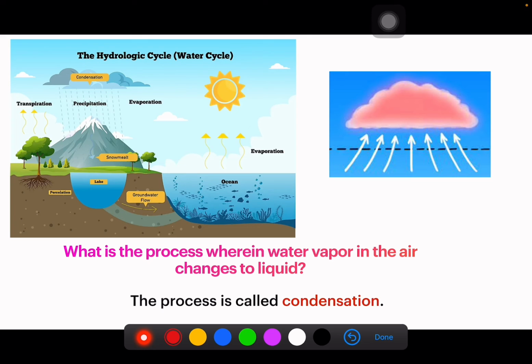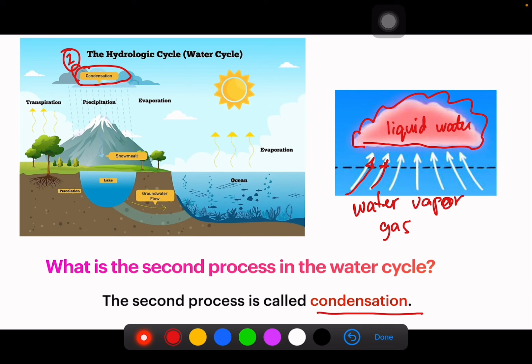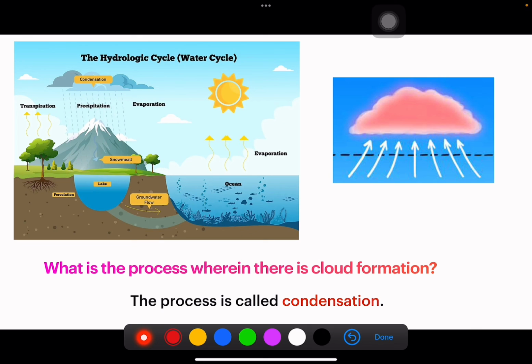What is the process wherein water vapor in the air changes to liquid? This is also called condensation. This is the water vapor here, and it will change into liquid. This is condensation. What is the process wherein there is cloud formation? Like I said a while ago, the process is called condensation. Water vapor in the air will form a cloud.